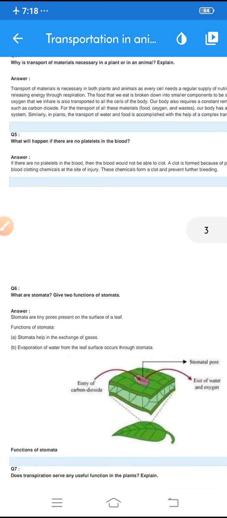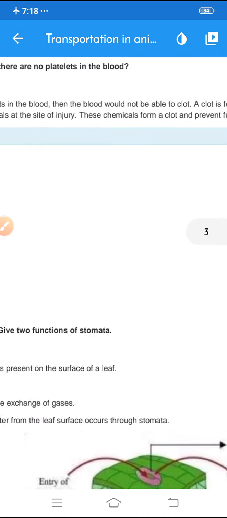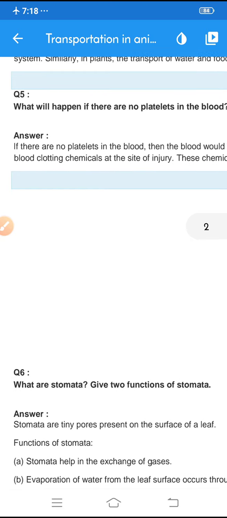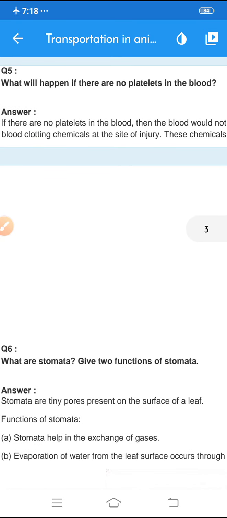Now let's go to question number 5. What will happen if there are no platelets in the blood? This is a very important question that we have to remember. When I discussed blood, I told you there are three types of components in the blood: RBCs, WBCs and platelets. The function of platelets is to stop the bleeding of the blood.